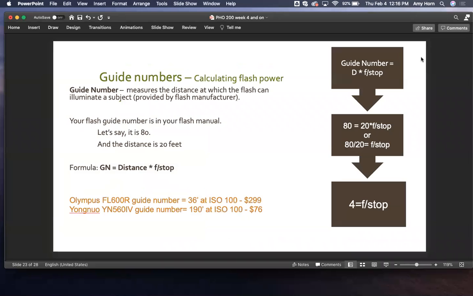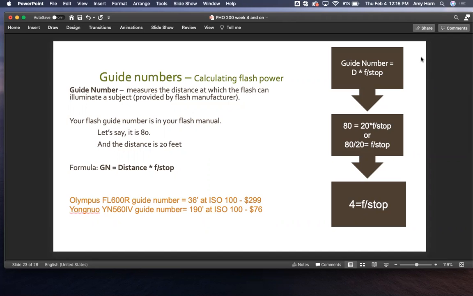So guide numbers to start off to calculate your flash power. When you look at the flash that you have, every flash has a unique guide number, and that is a measured distance at which the flash can illuminate a subject, and that flash manufacturer determines that guide number. So these guide numbers vary anywhere from 24 up to 120, depending on how powerful the flash is. The smaller the flash, generally the smaller the guide number.